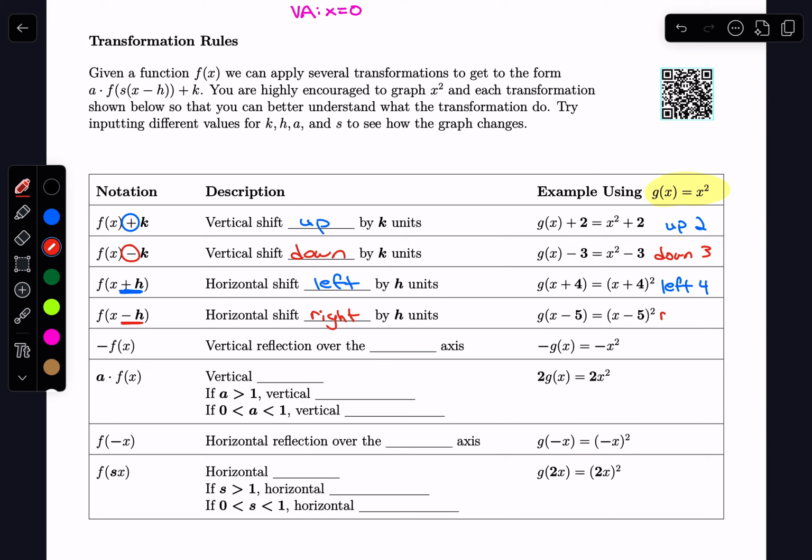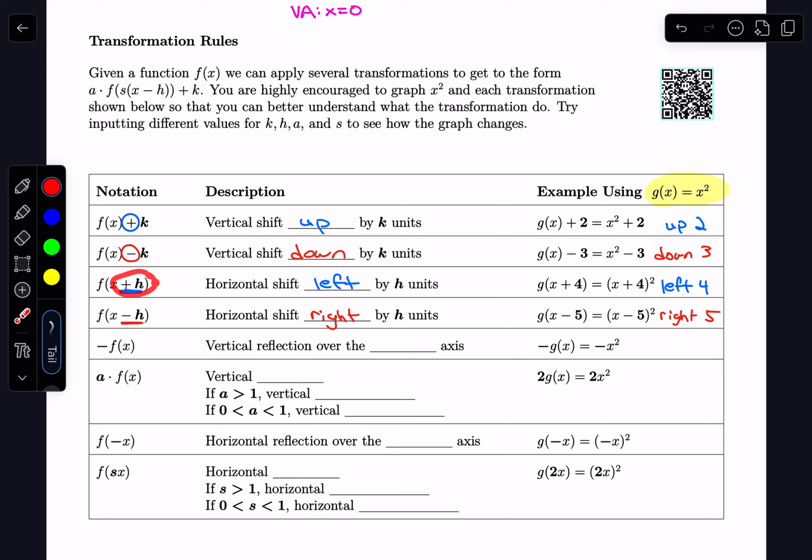Okay, so notice that horizontal kind of works the opposite of what you would expect. When we did a vertical shift up, up meant plus k. But when we're doing a horizontal shift, plus h actually means left, which is the negative direction. So for horizontal shifts, it works opposite of what you would normally expect. All right, next one. We have negative f of x.